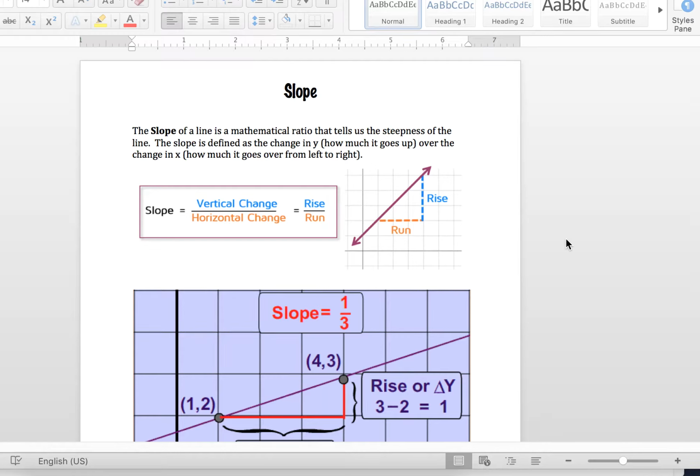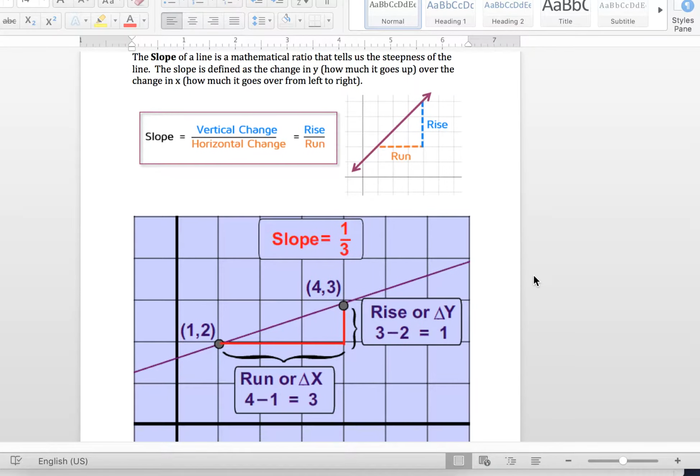In this video, we're going to look at slope. So the slope of a line is a ratio that tells us the steepness of the line. And it's defined as the vertical change in the line over the horizontal change, or more famously described as the rise over the run.